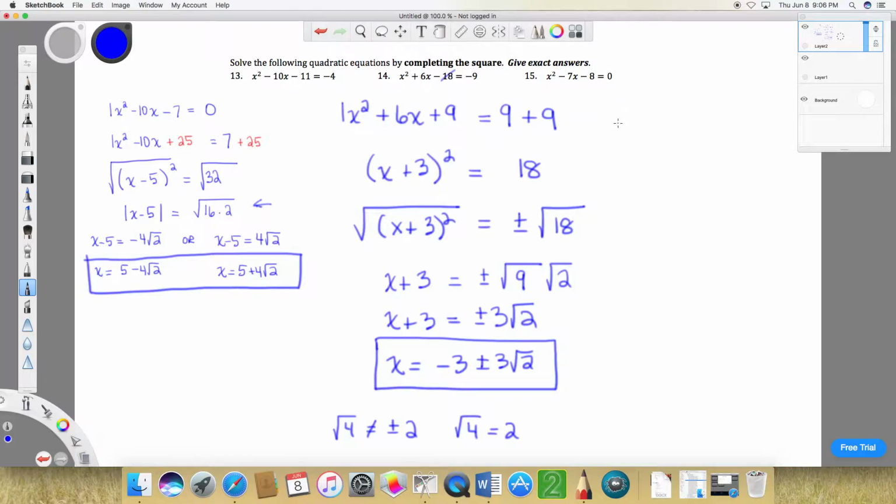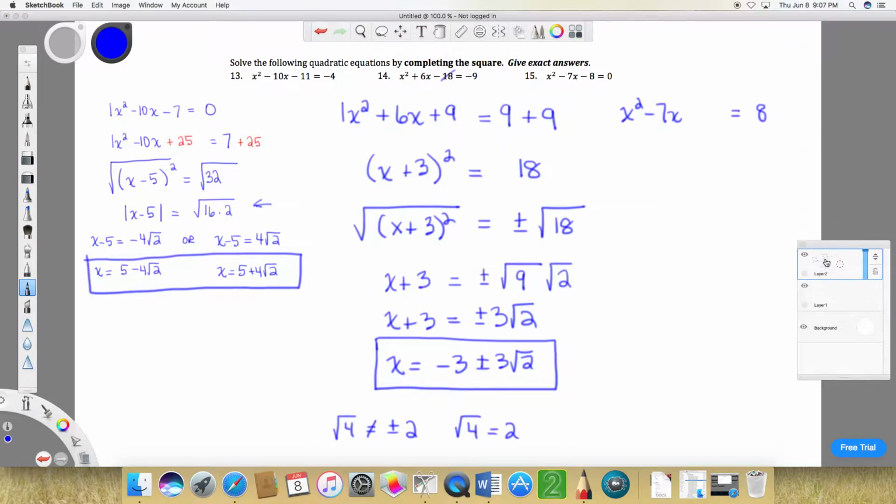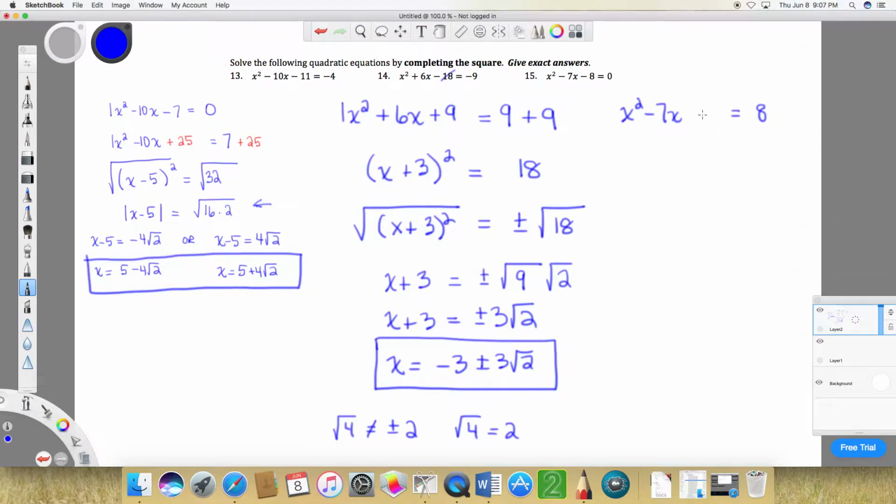All right, so let's come over and take a look at this number 15. Let's do it in a similar way. x squared minus 7x. Well, half of negative 7 is just negative 7 halves. I'm going to add 8 to each side, and now I need to figure out what c has to be for this to be a perfect square.